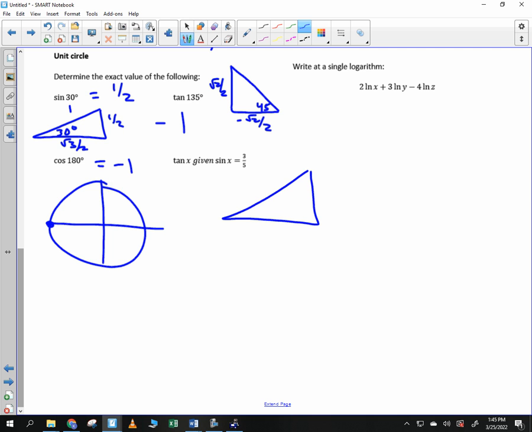Okay, so sine equal to 3/5 means that the opposite is 3 and the hypotenuse is 5. I'm just going to make a corresponding triangle. You see that? 3, 4, 5. Right? Sine is opposite over hypotenuse, and so therefore it is a 3, 4, 5 right triangle. Tangent is the opposite over the adjacent, so it's just 3 over 4.